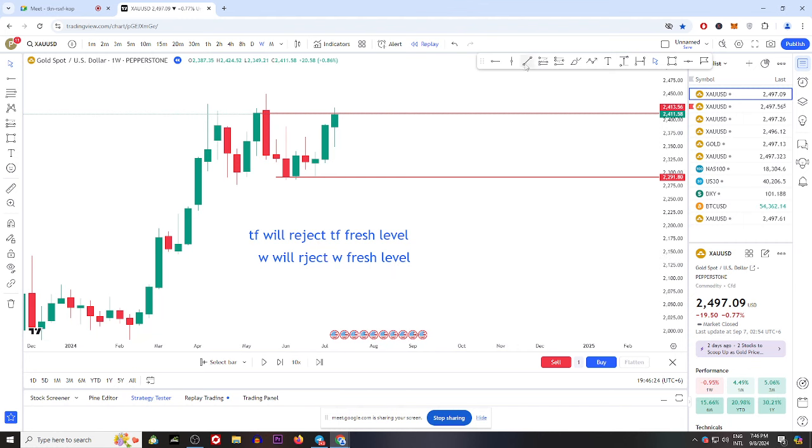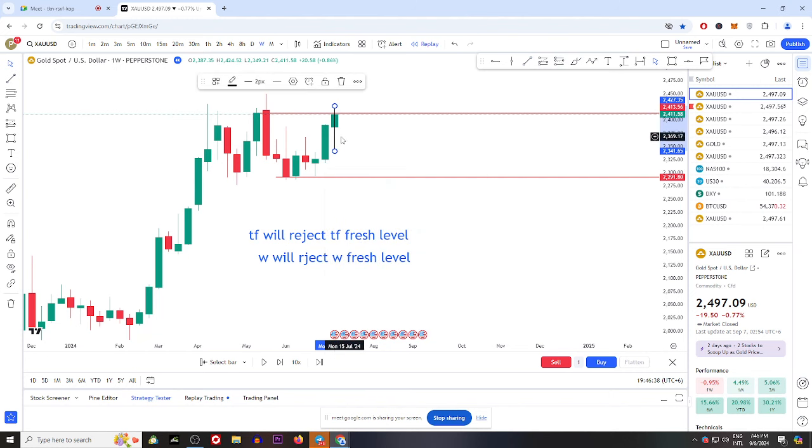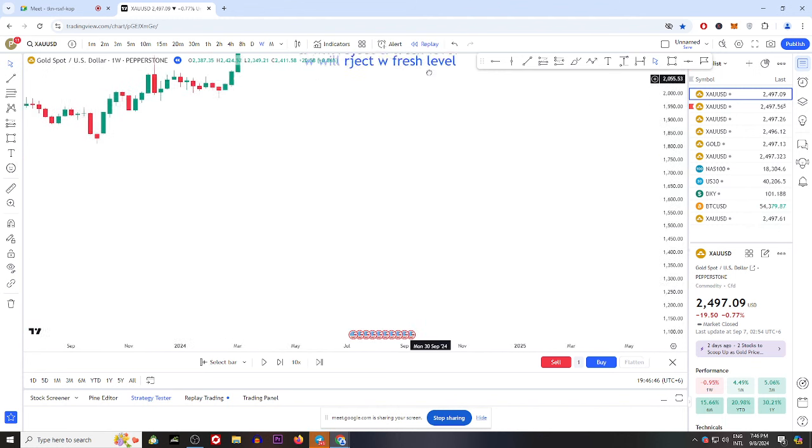Whenever we see a rejection, we will do one thing. We always will mark it for now, as we are practicing in this practice session. We will mark the rejection candle, which is this one. This is the rejection candle. We will mark a vertical line on that rejection candle. Clear? Now, let's do some more practical things.